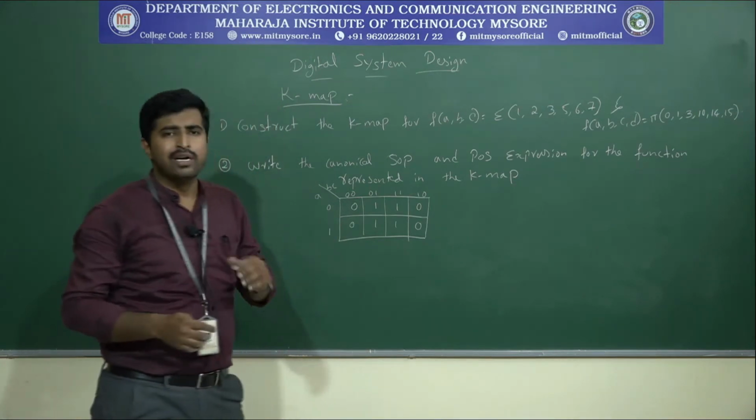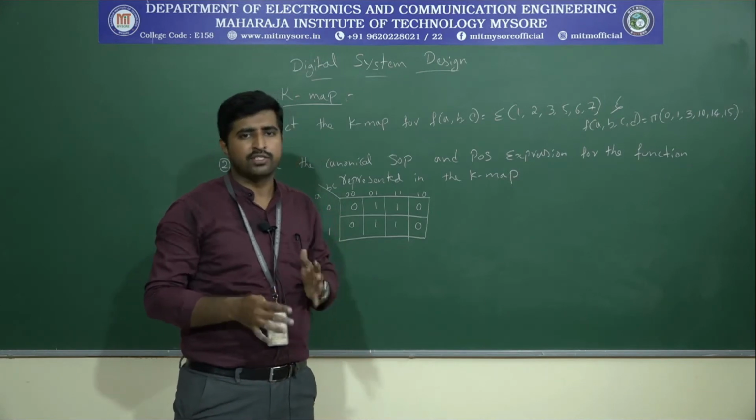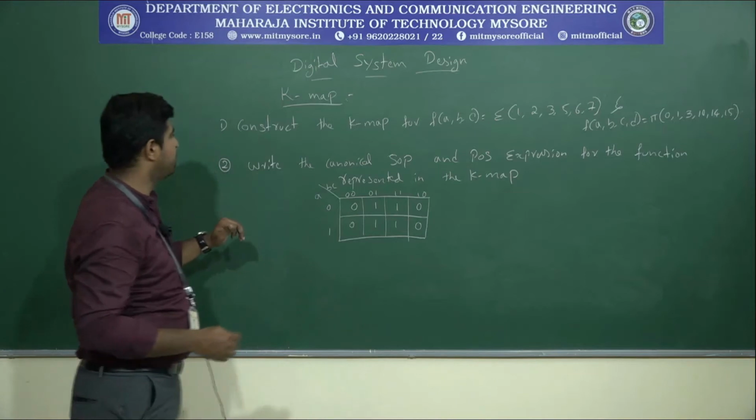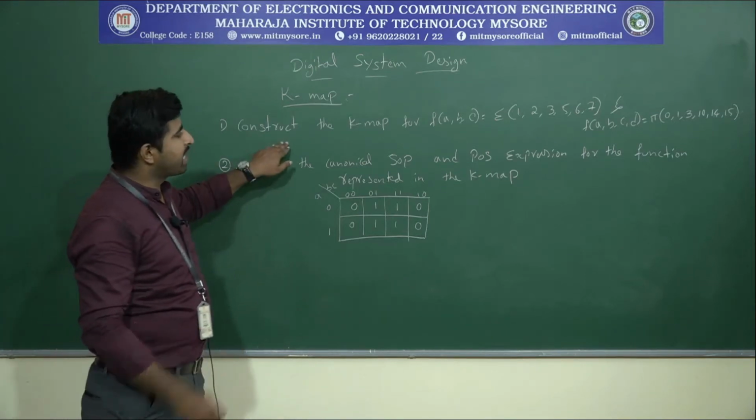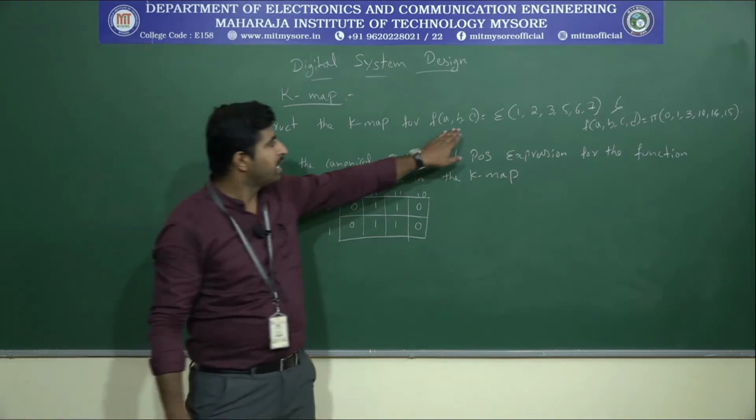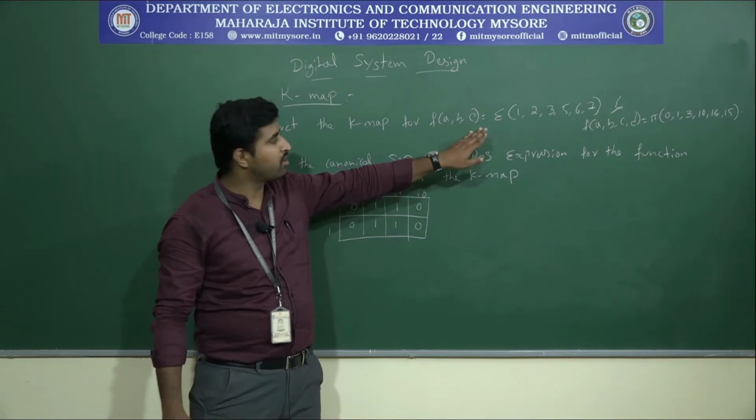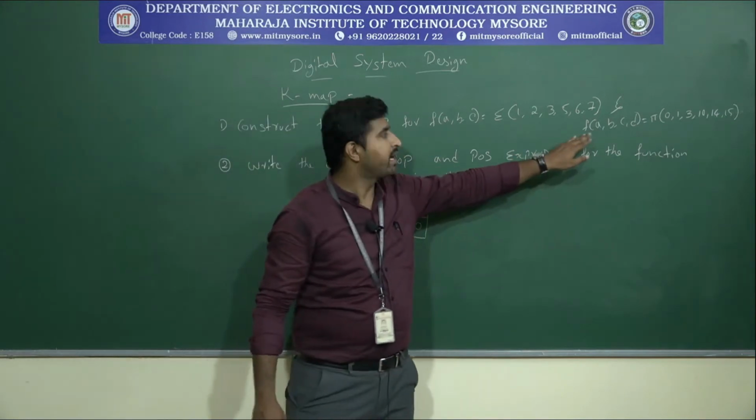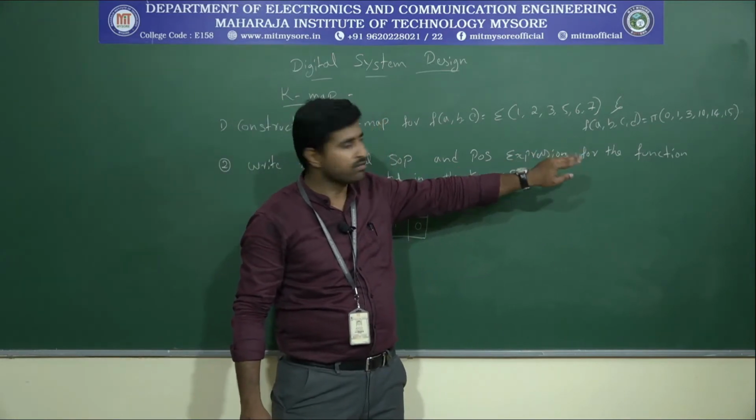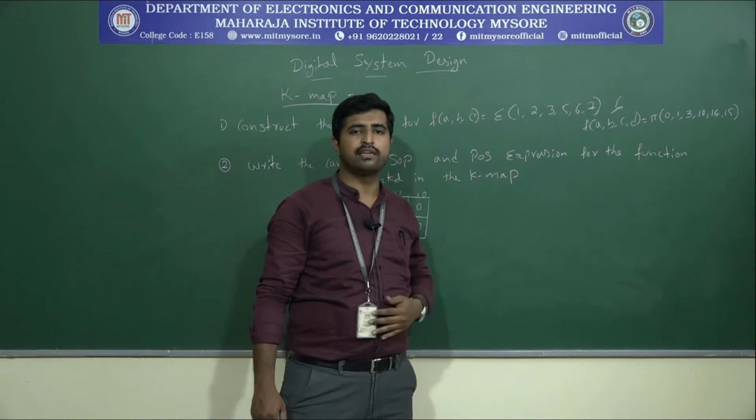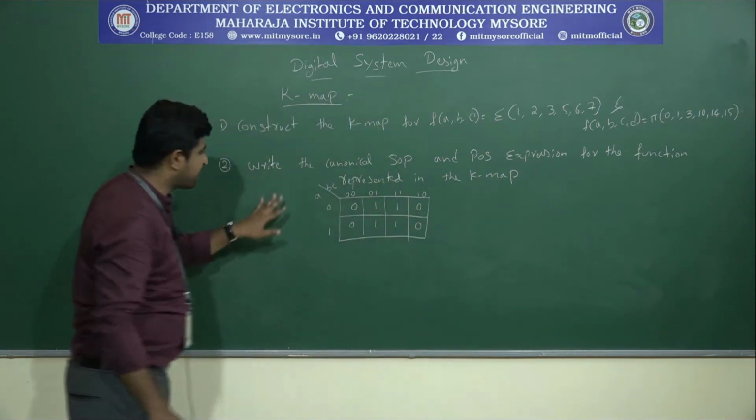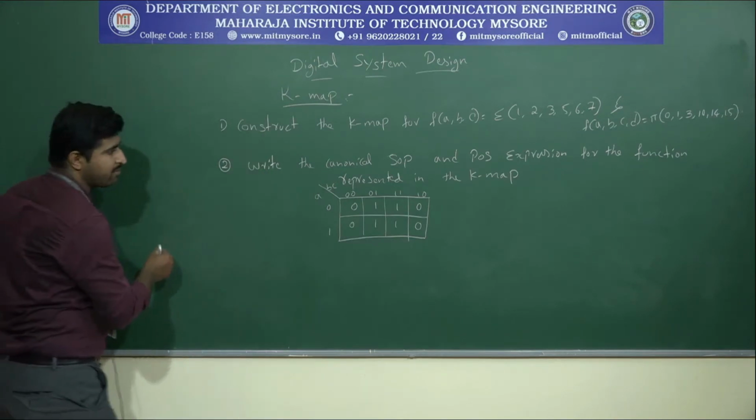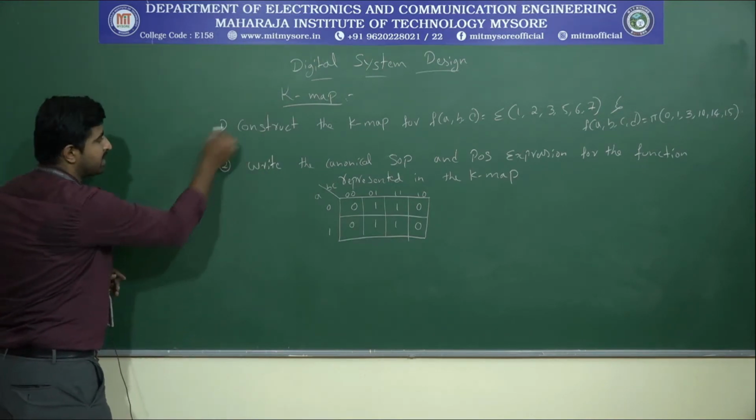Now, to understand in a better way, let's apply what we have understood by solving problems. I have taken 2 problems here. The first one is: construct the K map for the function F of a, b, c equals summation of 1, 2, 3, 5, 6, 7. The other is F of a, b, c, d equals pi of 0, 1, 3, 10, 14 and 15. We'll come to this problem later. So let's answer the first one.